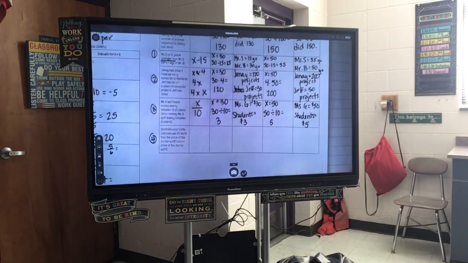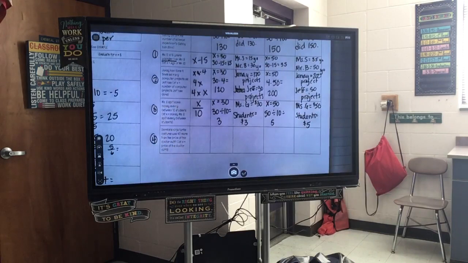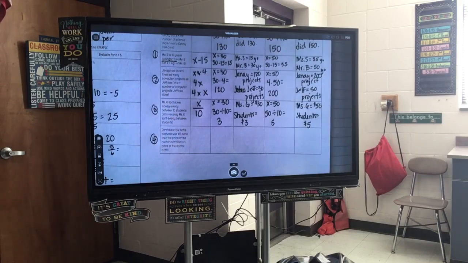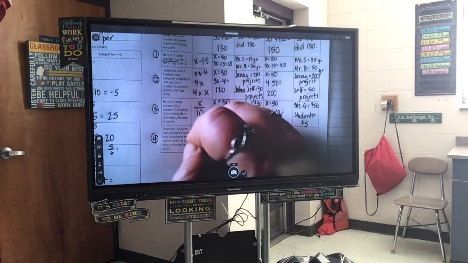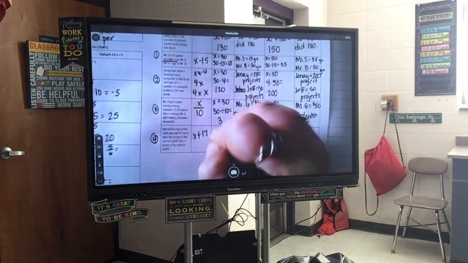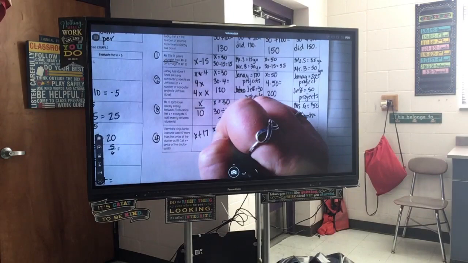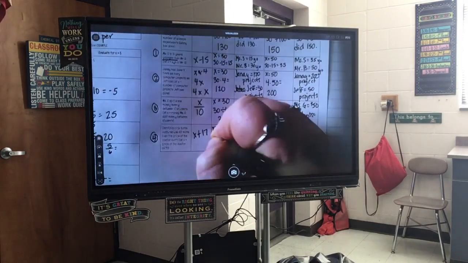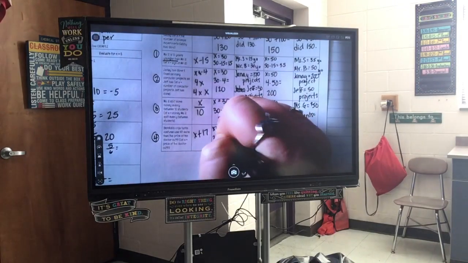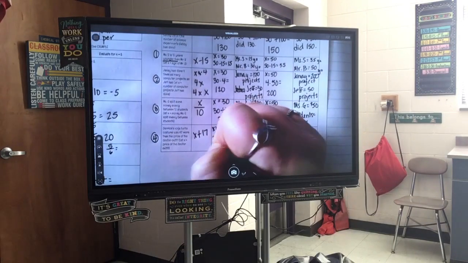All right, and the last one. Derek's Ninja Turtle costume was $17 more than the price of the doctor outfit. Let x equal the price of the doctor outfit. So what does this expression look like? All right, William. X plus 17. All right, so if x equals 30, 30 plus 17, that equals 47.